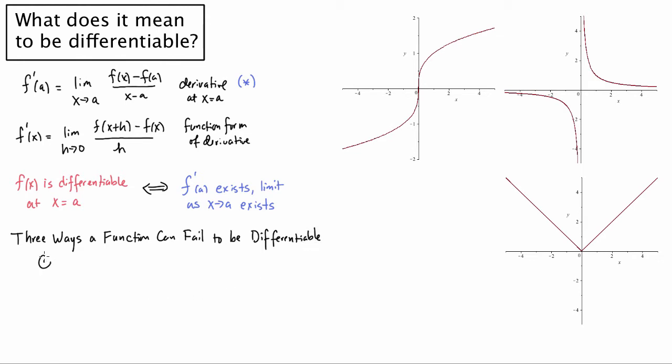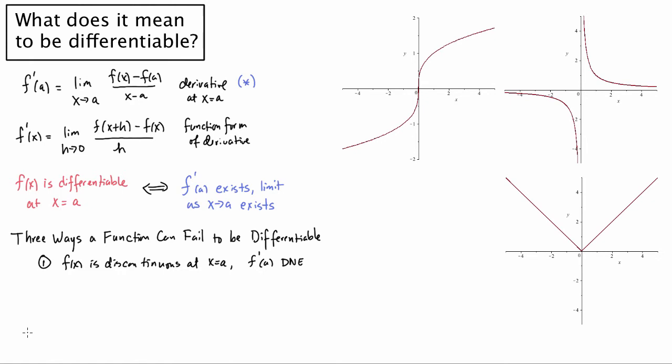So the first thing on that list is the function can actually be discontinuous at a point. Rather than keep writing the word function, I'm just going to use f of x to represent the function. We say f of x is discontinuous at, let's just say, the point x equal to a. Then f prime of a does not exist at that point.